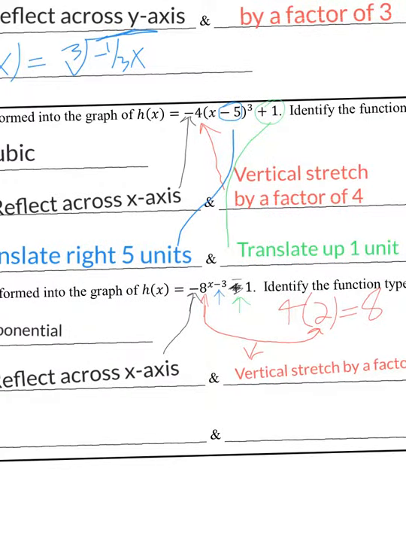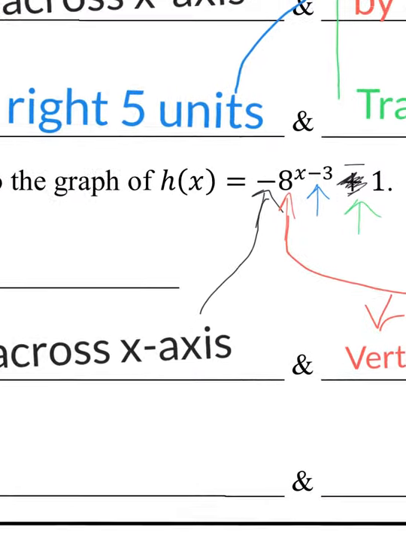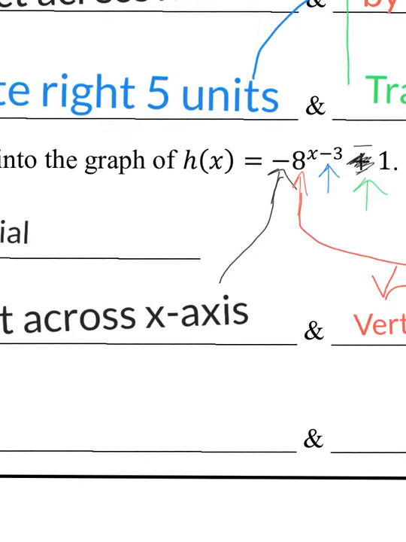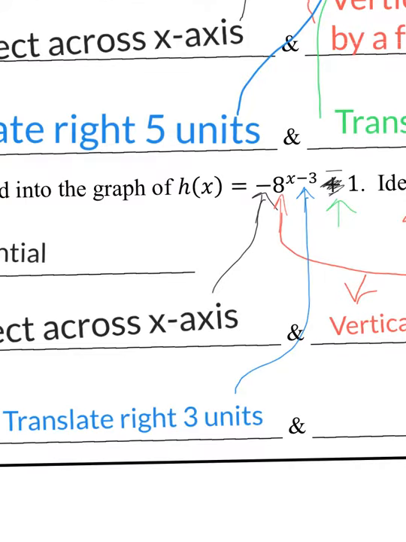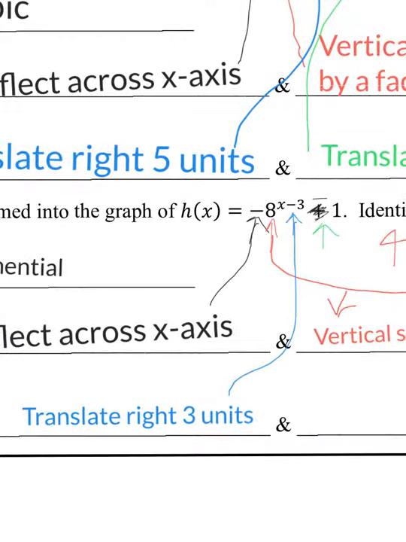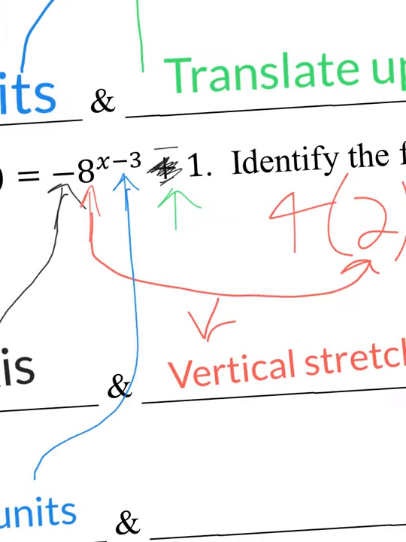The minus 3, where is that? Is that on the outside or the inside? It's on the inside. So if it's on the inside, it's going to make it move left or right, not up or down. And so if it's on the inside, minus goes left, plus goes right. No. Minus goes right, plus goes left. Remember, it's opposite of what your intuition might tell you, like what I just did. So minus 3 is going to make it go right 3 units. So write down that it translated. Use translation for moving up, down, left, or right. Translate right 3 units.